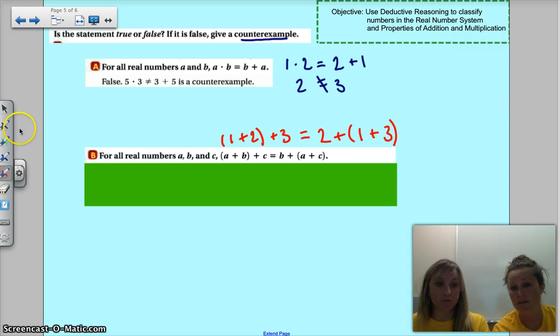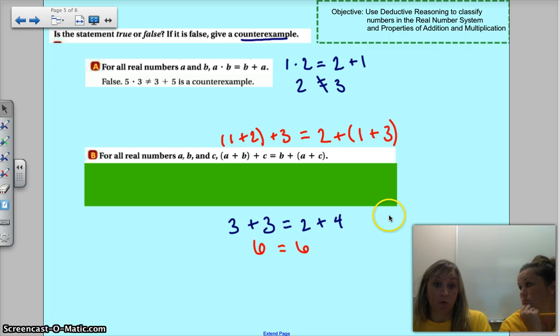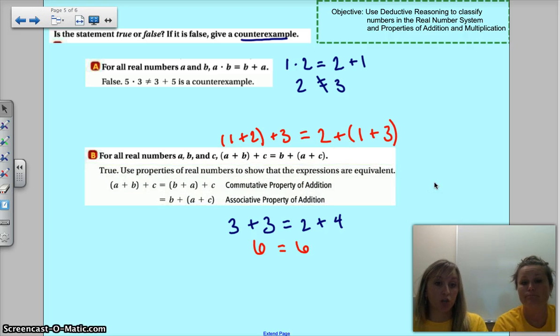Okay, so let's figure it out. On this side, 1 plus 2 is 3, and then 3 plus 3. And on the other side, it's going to be 2 plus, and then in parentheses 1 plus 3 is 4. So I have 3 plus 3 is 6, and 2 plus 4 is 6. So in that case, it works. Can I assume that it works for all real numbers if it works for the ones you chose? Then it should work for all real numbers. True. Use properties of real numbers to show the expressions are equivalent.